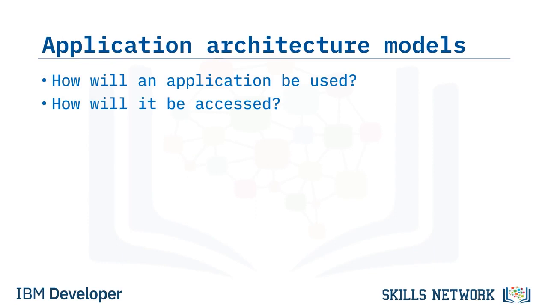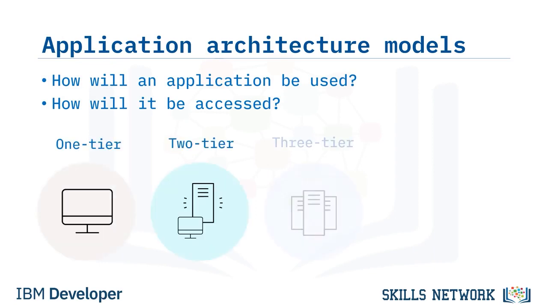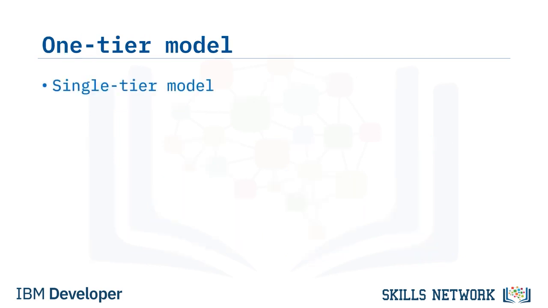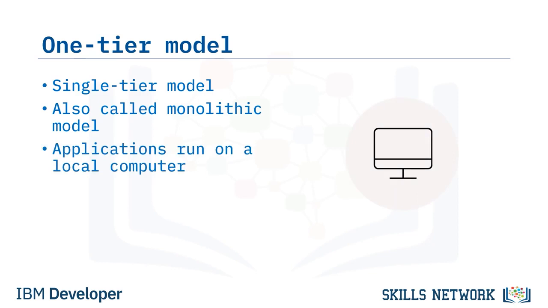When developers create an application, they must ask, how will an application be used and how will it be accessed? Also, will the application be 1-tier, 2-tier, 3-tier, or N-tier? Depending on the size of the application, developers need to determine the application architecture that will work best. The 1-tier architecture is a single-tier model. It is also sometimes referred to as the monolithic model. All the components of an application run on one local computer.